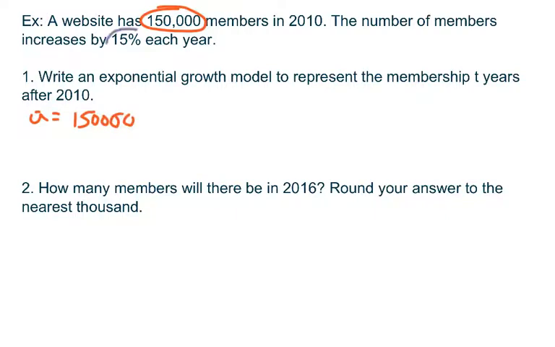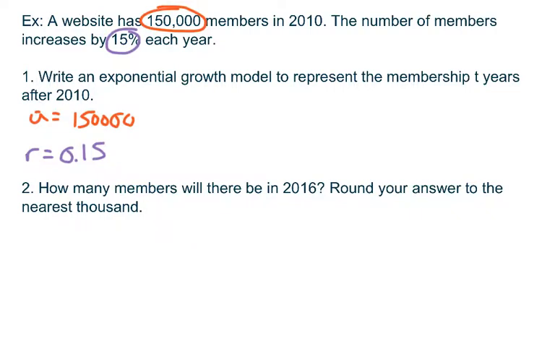Our growth rate is right here. So 15% as a decimal is going to be 0.15. Now this is where people get confused. It says in 2010. This really isn't a year or a time. This is just giving context to this situation. So really we don't have a time yet. It doesn't give us one. That's what we'll get here in question number 2.